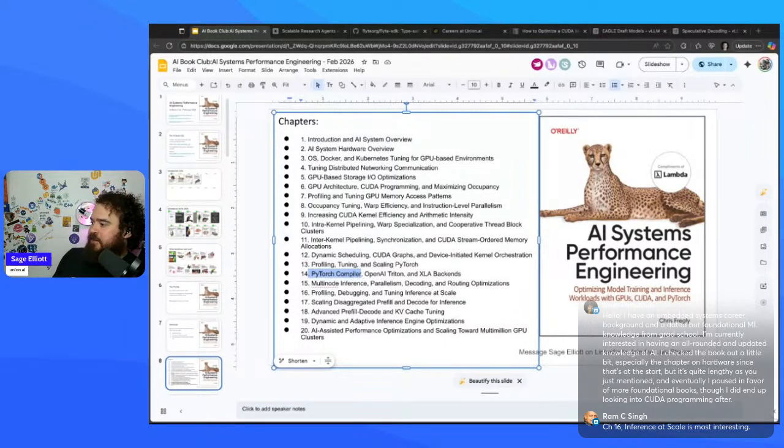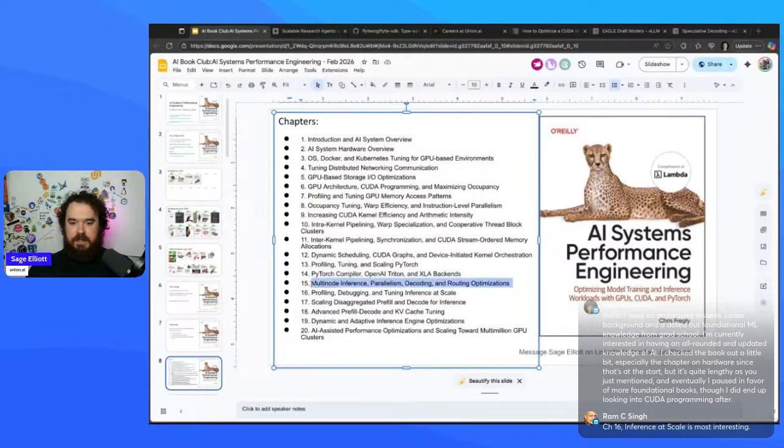And Ram said chapter 16, inference at scale, is most interesting. Did you read it? What was most interesting in there, or does it just sound the most interesting? I think it was. I might have the numbers wrong. I have chapter 15 here, but it is possible that I put the wrong order here.